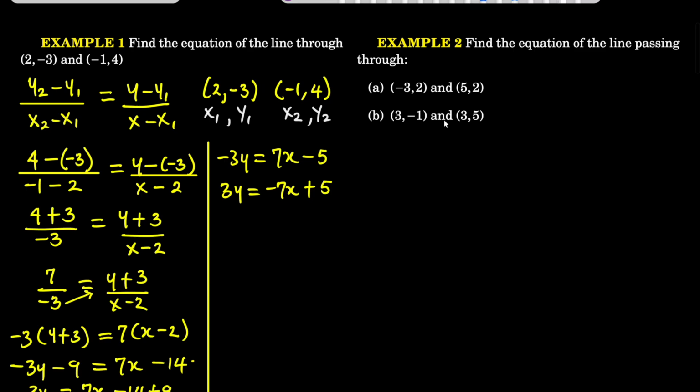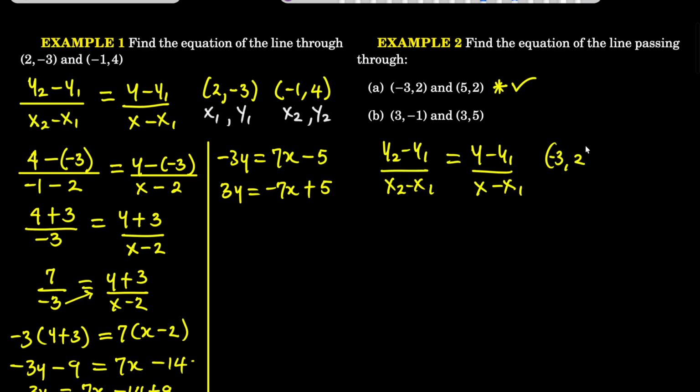In question 2, however, we are expected to find the equation of the line passing through this and this. So let me give it another try so that those that don't understand the first example can follow the second example. We have again y2 minus y1 over x2 minus x1, which is equal to y minus y1 over x minus x1. Now we are picking these 2 points to begin with. So we have minus 3, 2, and then we have 5, 2.